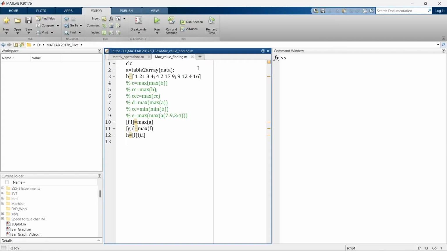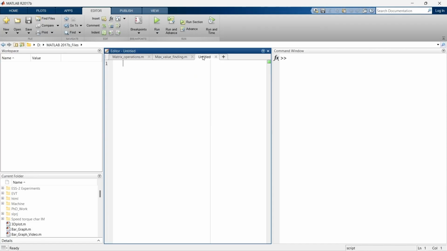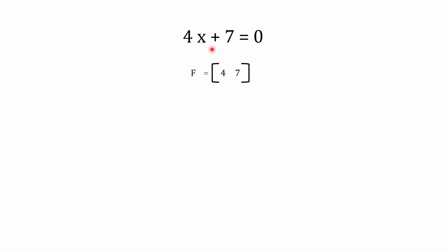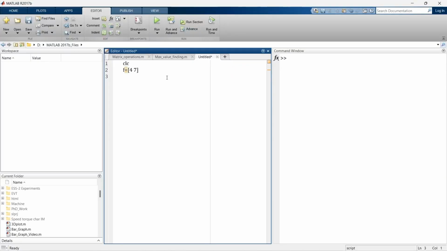So here in our MATLAB, we'll take a new script, clc. So here the equation is 4x plus 7 is equal to 0. The corresponding matrix is like this, f is equal to [4 7]. The 7 represents the coefficient of the constant and 4 represents the coefficient of x. So to find the roots of f, we'll write roots(f). And now let's run this.